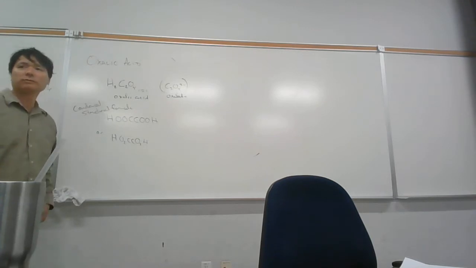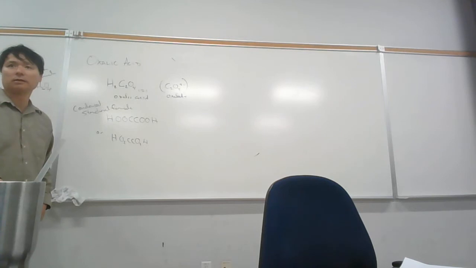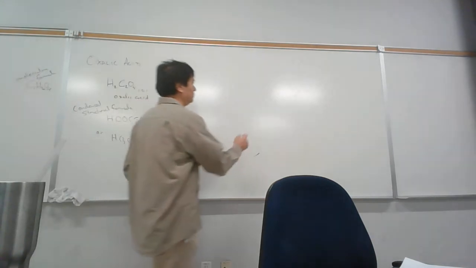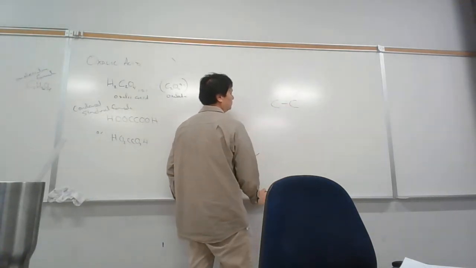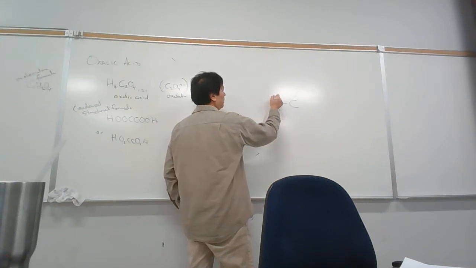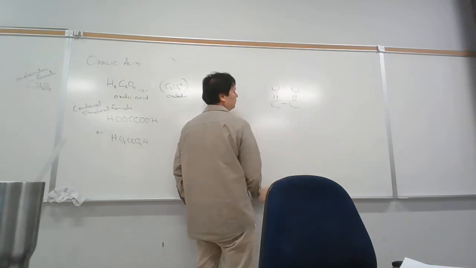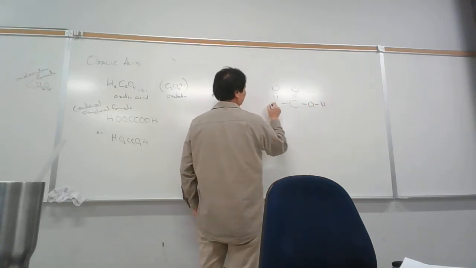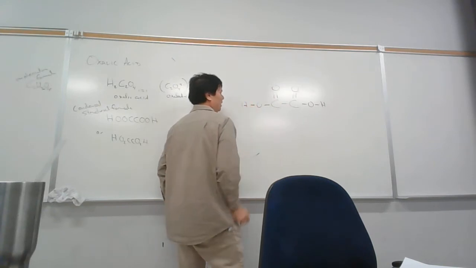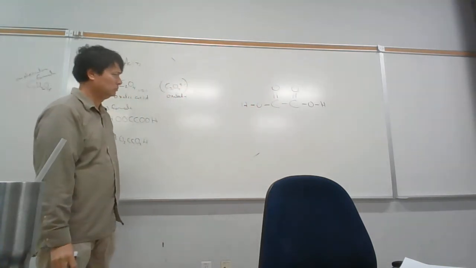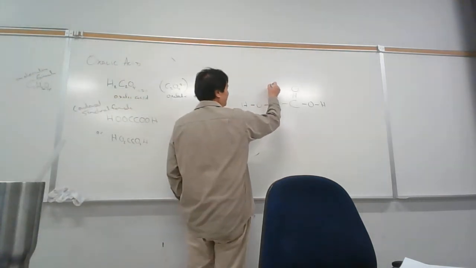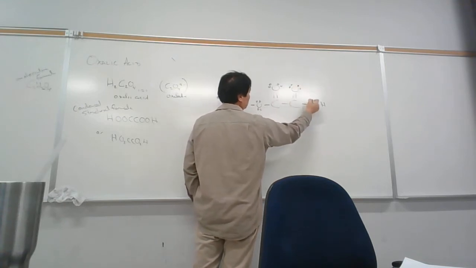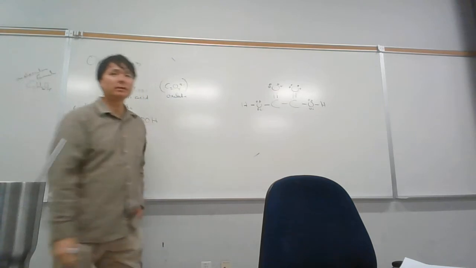Did somebody get the Lewis structure for oxalic acid? Maybe. What did you get? Two carbons with one single bond. Each of them has a double bond to an oxygen. And then they each have a single bond to an oxygen that has a single bond to a hydrogen. Good. How about lone pairs? All the oxygens have 2. That's it.